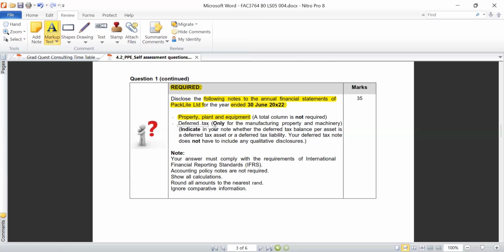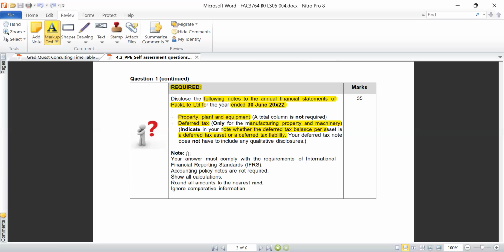Then the second note that they want you to do is called the deferred tax note, and they said only for the manufacturing property and machinery. Indicate in your note whether the deferred tax balance per asset is a deferred tax asset or a deferred tax liability. I'm still going to teach you about this concept of deferred taxation. It's actually topic 2 according to your prescribed text. I'm going to take you through that as soon as I'm done with PPE, and then we'll look into the deferred tax note. But for now, what I'll focus on is the property, plant, and equipment note.